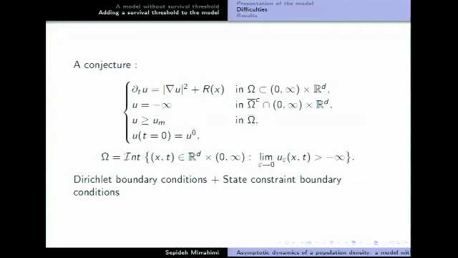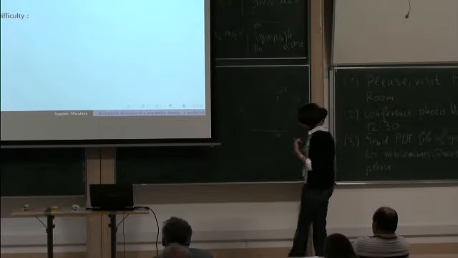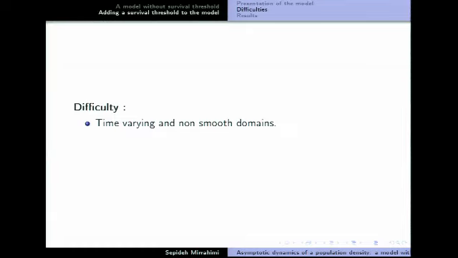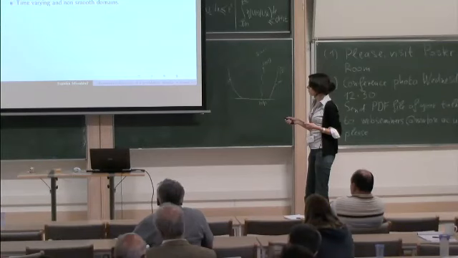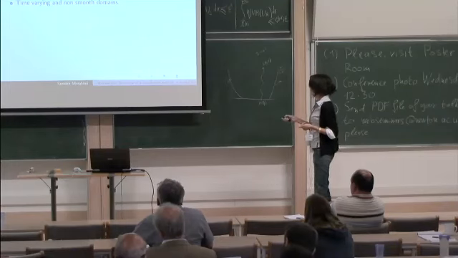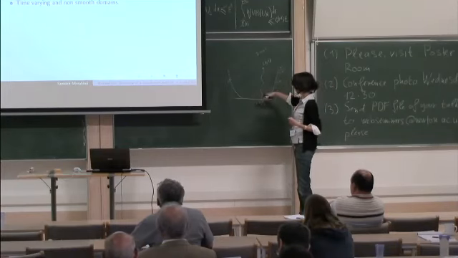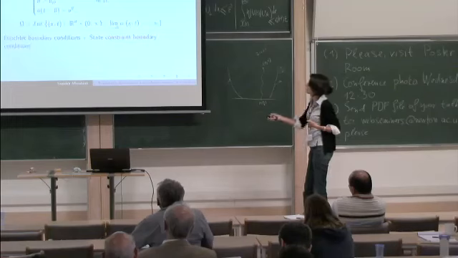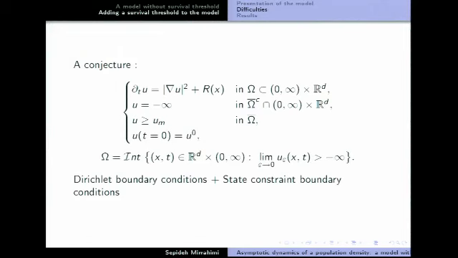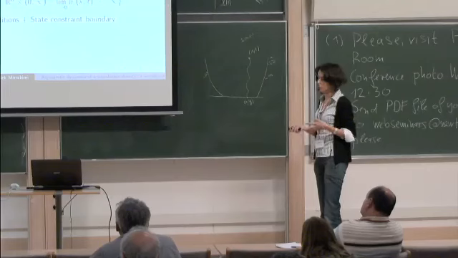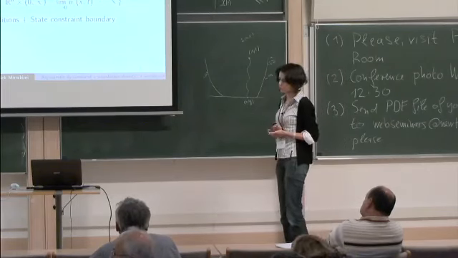Well, this is just a conjecture, but we cannot really prove it because there are some difficulties in it. First, especially with state constraint boundary conditions, because up to our knowledge, the theory of state constraint boundary conditions is not developed in time varying and non-smooth domains. Here, omega depends on the time, so it is time varying, and also it can be very non-smooth, so we cannot really use the theory of state constraint boundary conditions.